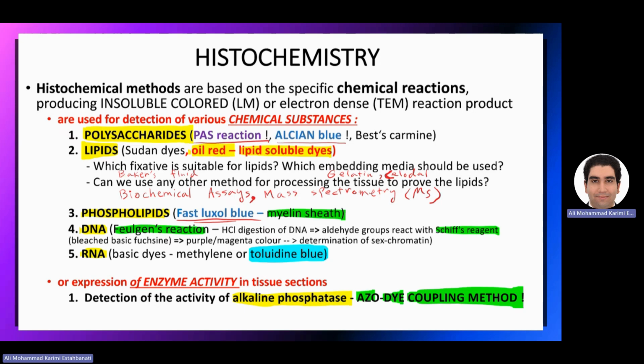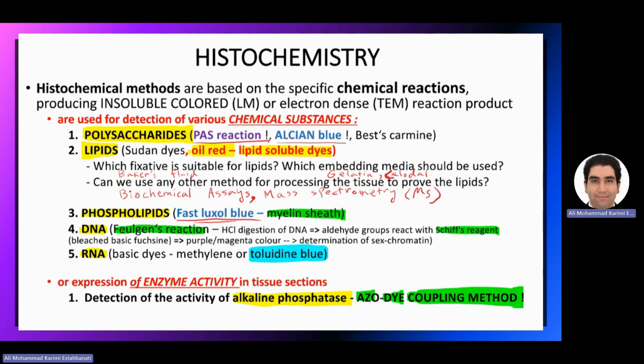Now, for phospholipids. Phospholipids can be found in various places of our body, but they are found in the myelin sheath as well, and it's a very tricky question which comes in the MCQs. What does the myelin sheath possess, and how? They have phospholipids. The phospholipids inside the myelin sheath get stained with fast luxol blue.